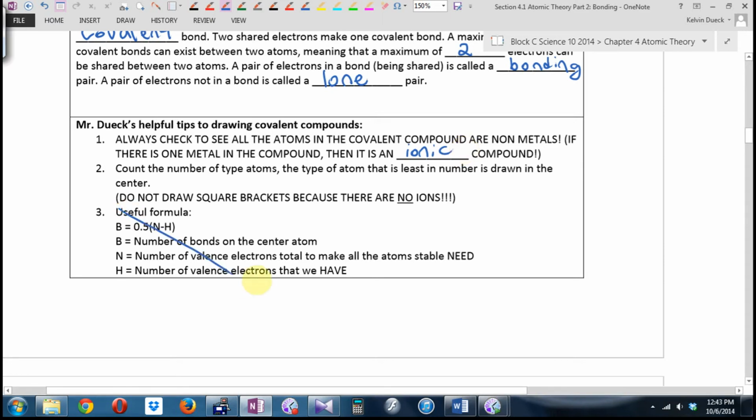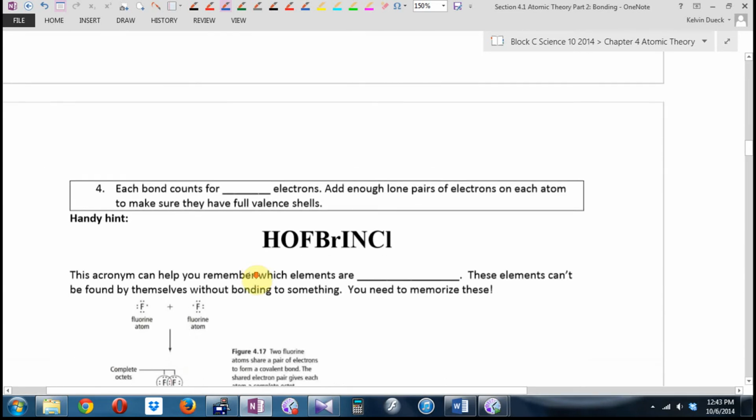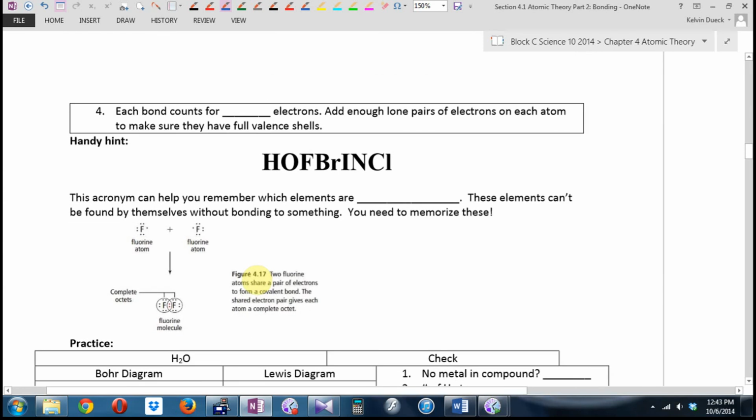I'm going to chuck it. I'm just going to see if we can tie into it, figure out cleverly from what we know of atoms and charges that it has to add to zero, with full valence shells. Oh, and then each bond counts for 2 electrons. Then add enough lone pairs of electrons to make sure they have full valence shells.